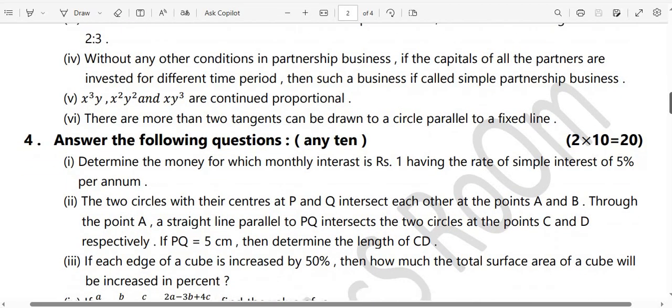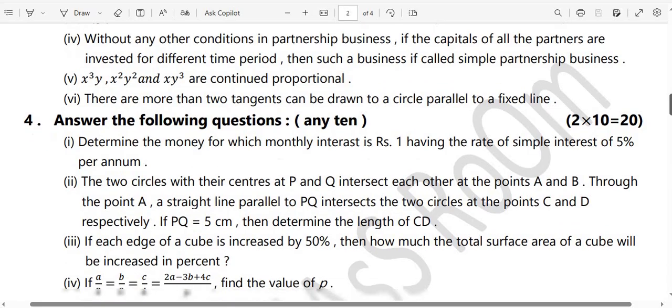Question number 4. Answer the following questions, any 10. 2 into 10 is equal to 20. Each question carries marks 2. Question number 1.